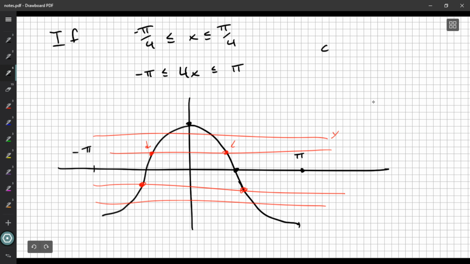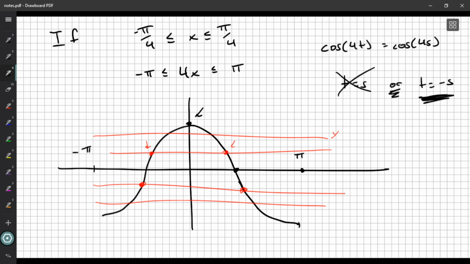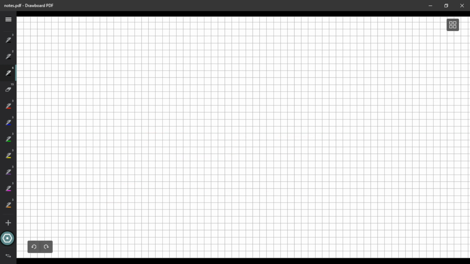So what we can reason by just looking at this graph is that when you're restricted to going between negative pi by 4 and pi by 4, cosine 4t and cosine 4s can only be equal if t and s are equal, or t and s are opposite in sign. And of course you get both of these if you're working with 0, so we'll have to ignore 0 if it comes up. We don't want t and s to be the same, so let's take a look now at t and minus s being the same value in our second equation.